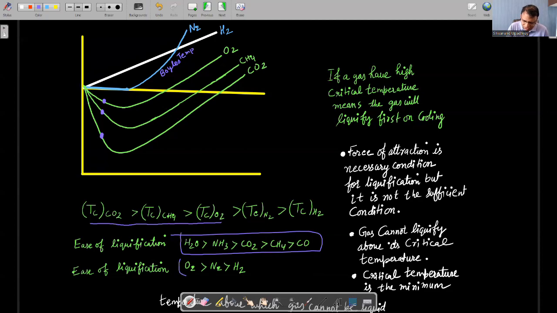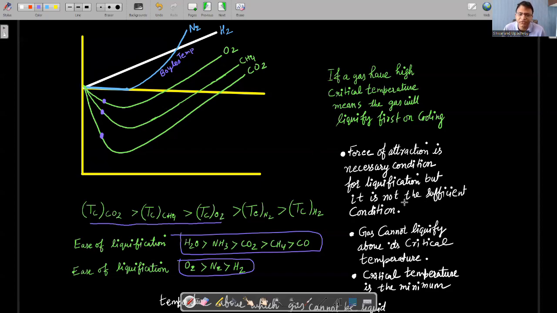This is very logical. We don't have to remember, all are diatomic. So more molar mass means more induced dipole force of attraction. So it's easy. If a gas has high critical temperature, it means the gas will liquefy fast on cooling. Force of attraction is a necessary condition for liquefaction, but it is not the sufficient condition. So if force of attraction is there, why I'm saying that if Z is less than 1, it is not necessary that the gas will liquefy.